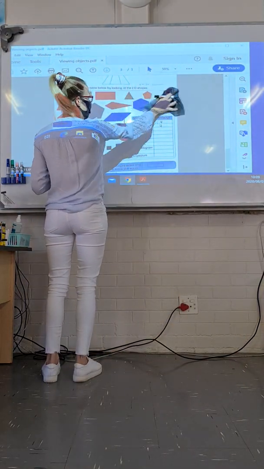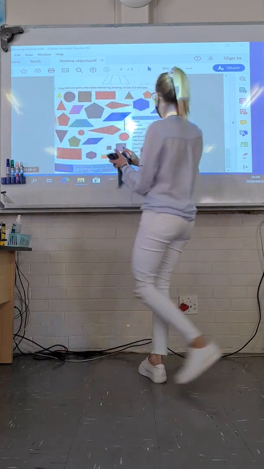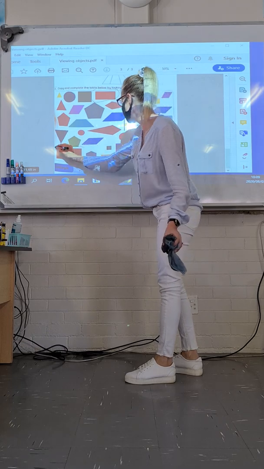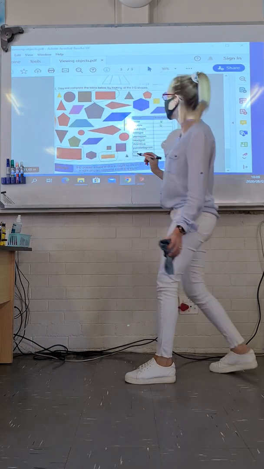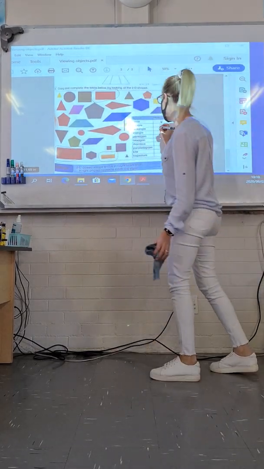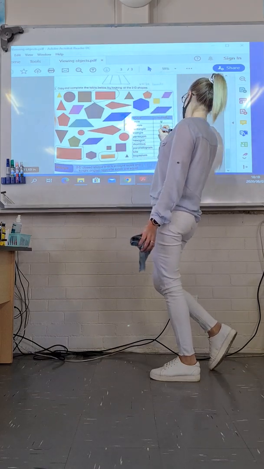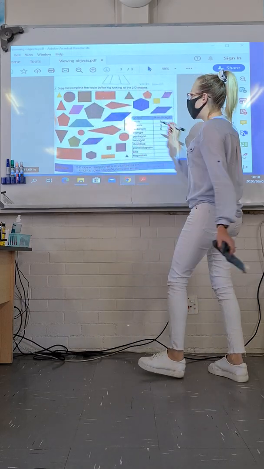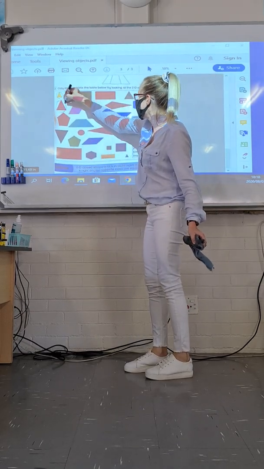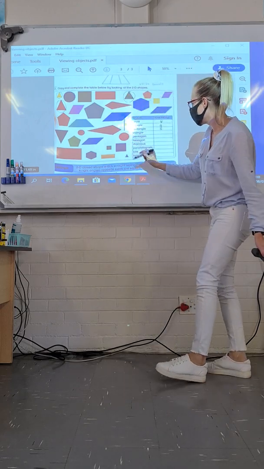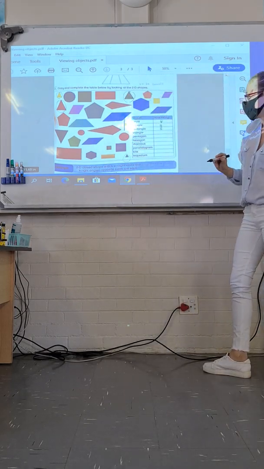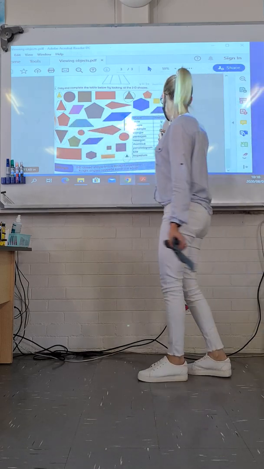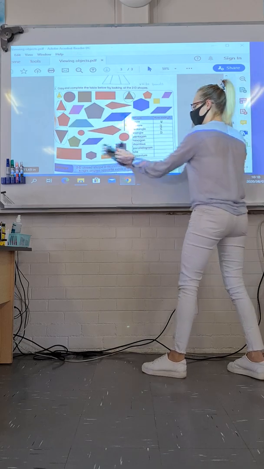Okay, how many rectangles do we have? 3. Let's see. 1, 2, 3. I would say there's 3. How many triangles do we have? 4. Someone found 5. Let's see. 1, 2, 3. There's 4. Haha! 5. If you found 5 triangles, then you are correct.